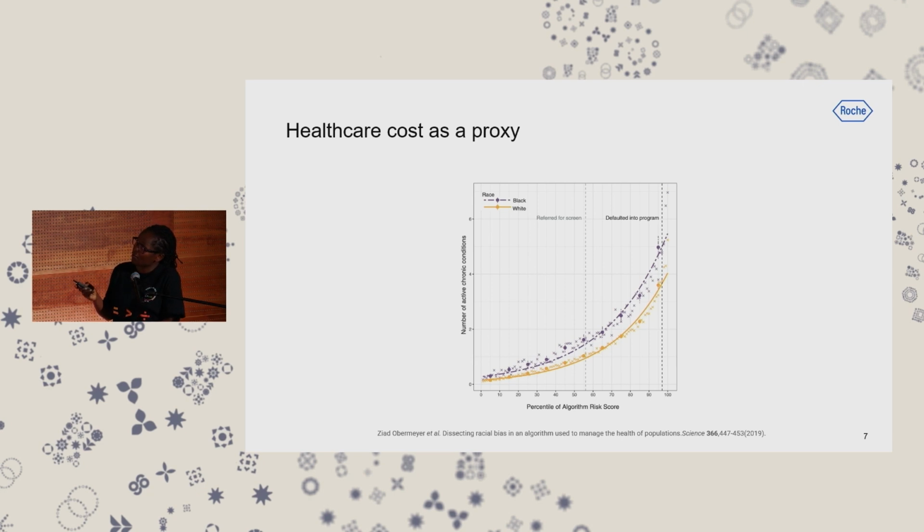And so if you look at this score, you'll find that the white patients who are referred defaulted into the program when they had a lower number of diseases. Interestingly, the authors said they didn't train this model using Black or white, but the metric they used was healthcare cost. But healthcare cost varies between Black and white patients, because Black patients in the US tend to get healthcare from the emergency room and don't have primary care doctors, but white patients have primary care doctors and will be seen more often.